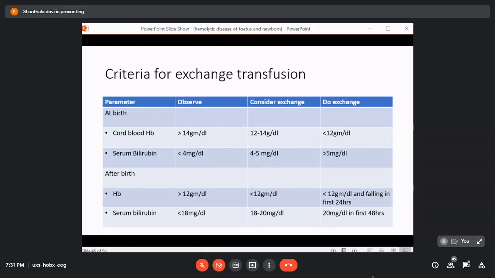For example, if the mother is O negative and the baby is A positive or B positive, the baby will be given O negative blood. If the mother is A negative and the baby is A negative, then you can give the common group, that is A negative or O negative can be given. So generally O negative blood which is less than 5 days old can be given to do the exchange transfusion.